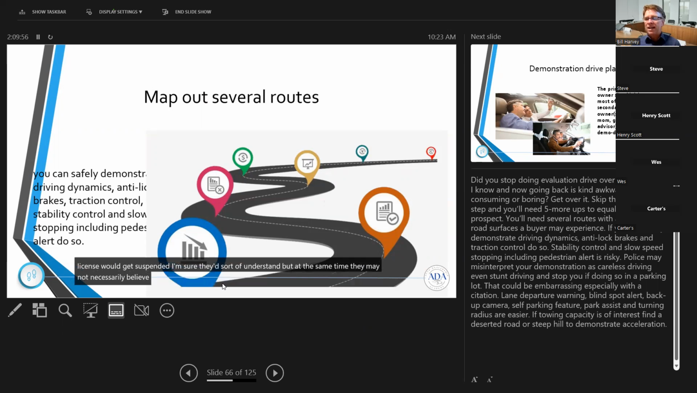So don't do that. Anti-lock brakes are easy. Traction control is relatively easy to demonstrate, and a lot of people still aren't familiar with it. But lane departure warning, blind spot alert, backup camera, self-parking features, park assist, and turning radius are definitely very easy to demonstrate on the demonstration drive. And of course, it complements your walk around if you mention those features there as well. If towing capacity is of interest, find a deserted road or a steep hill to demonstrate acceleration.